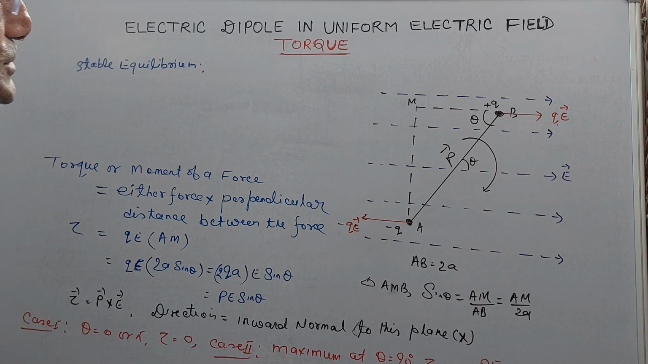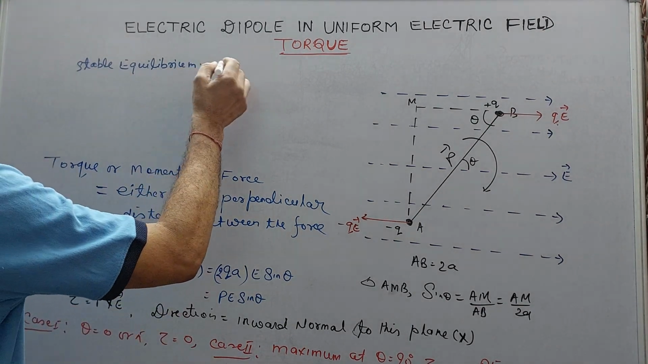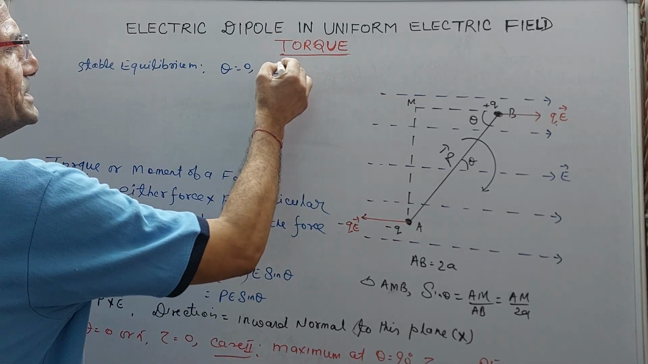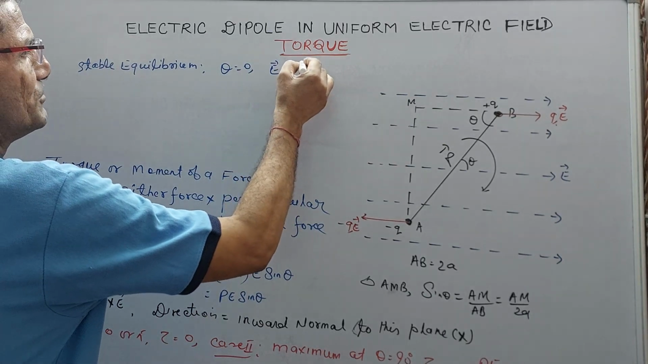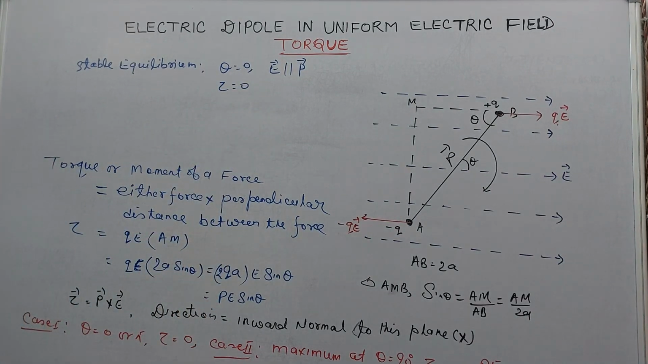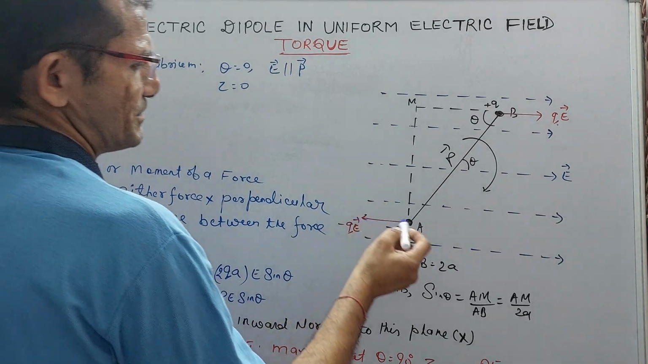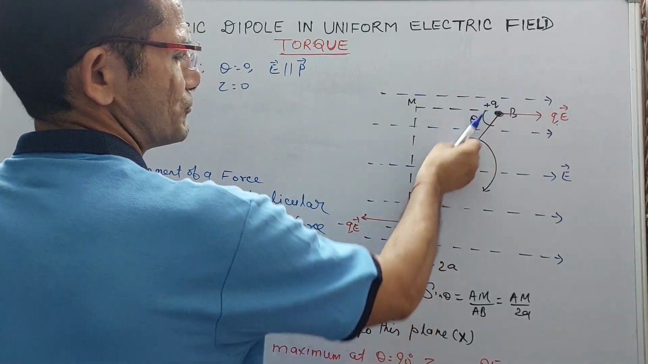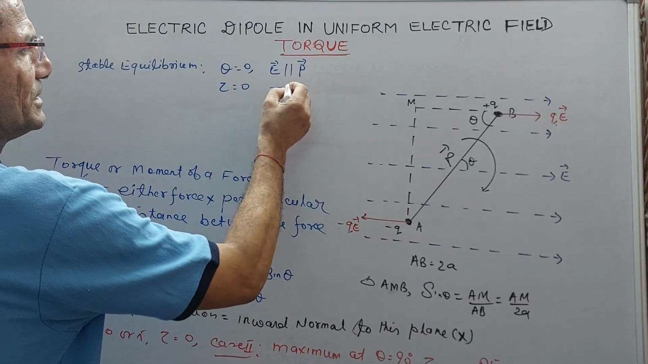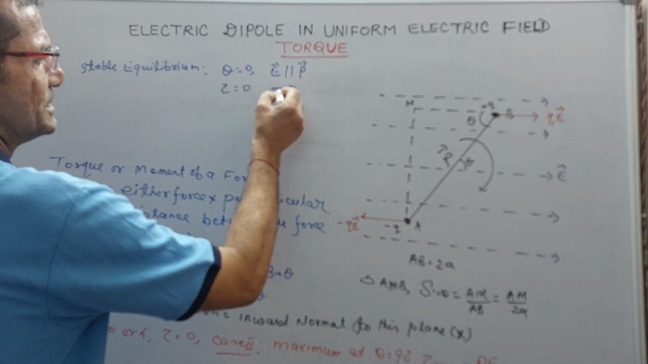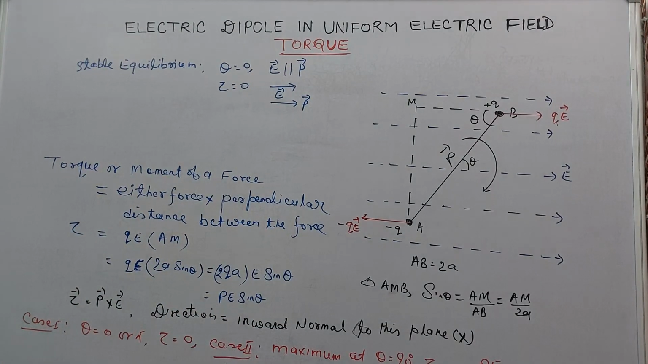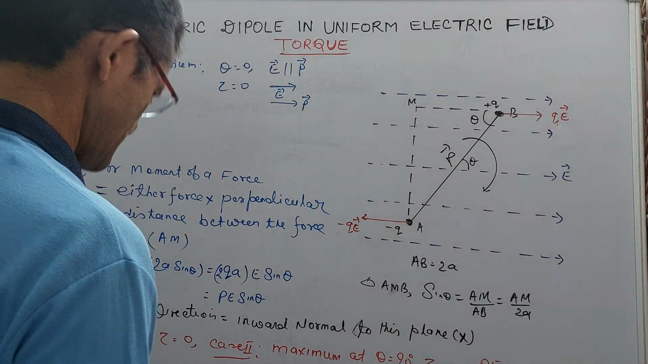So when theta is equal to 0, in this position, the electric field is parallel to the dipole moment. In that case, the torque will be 0, and both are in the same direction. It means the direction of dipole moment is along this one, and the electric field along this one. When both are aligned in the same direction, then we say that the dipole is in a stable equilibrium.